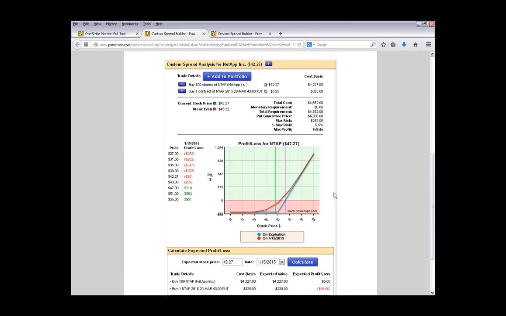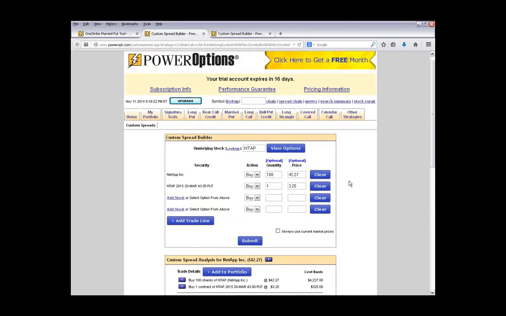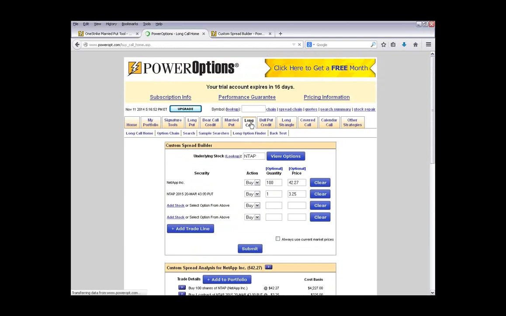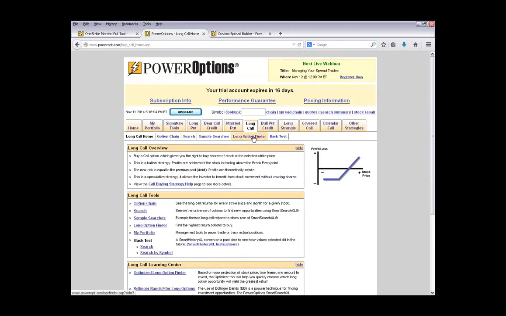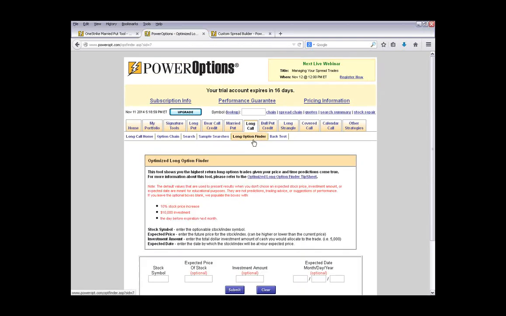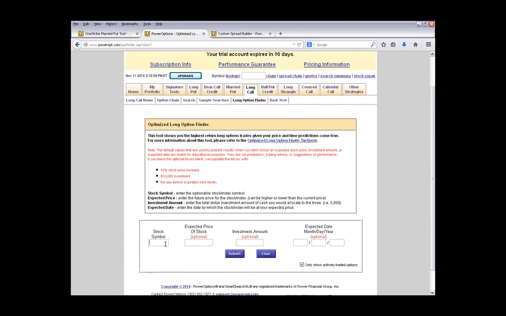For those of you looking at using speculation and using more leverage rather than paying into the stock position, we've got NTAP at about 42.30. Let's say we're expecting maybe a good 5 or 6% increase again from the earnings coming out tomorrow, taking a look at that positive gauge. So now we could go into the long call menu, and we could go into that long option finder that we saw before. And once again, if you're looking for long calls on a stock that you think is moving up in price, we're just going to put in our symbol.